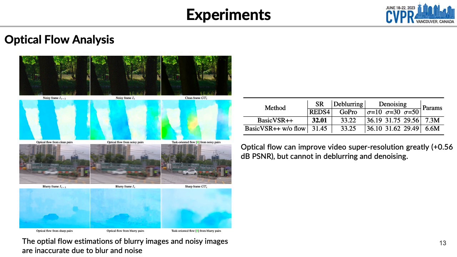It is shown in the right table that the optical flow does improve the video super resolution greatly, but cannot help in deblurring and denoising. The left visualization also shows that the optical flow is inaccurate due to blur and noise.